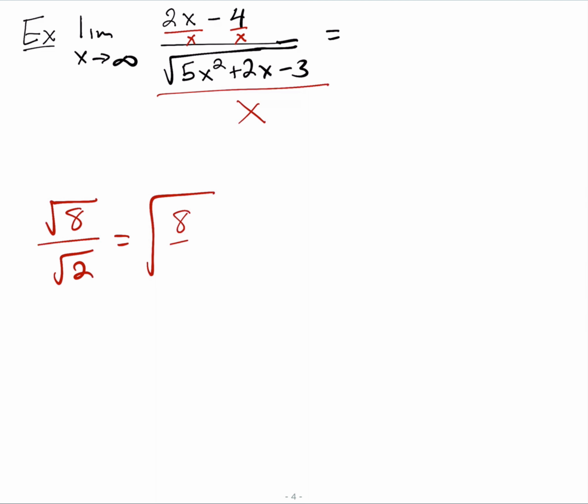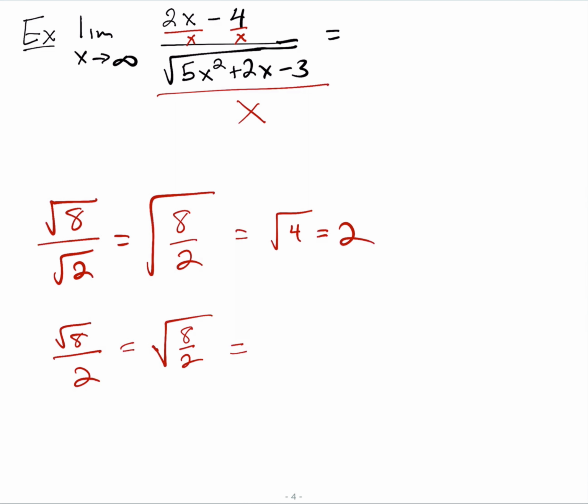This is square root of 8 divided by 2, right? Which is then the square root of 4, which is 2, right? But if I have that, is it okay to say, oh, well, that's the same as 8 divided by 2? No. Well, no, right? This does not make any sense whatsoever.